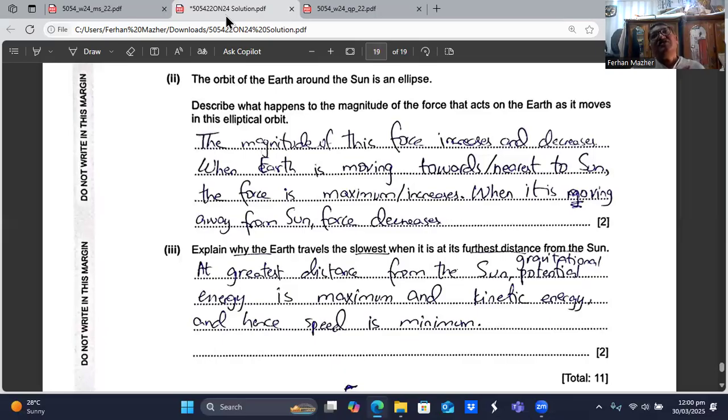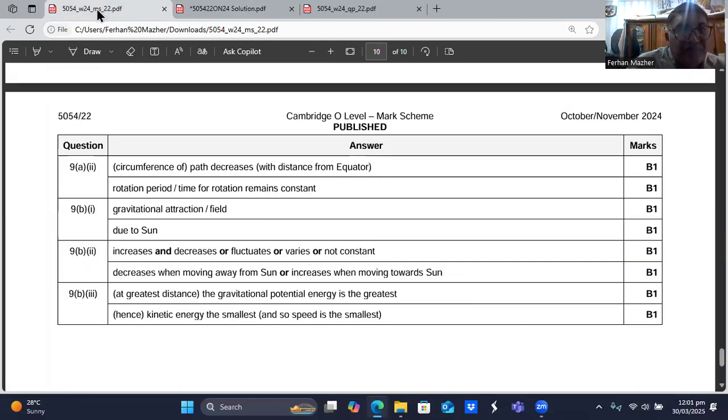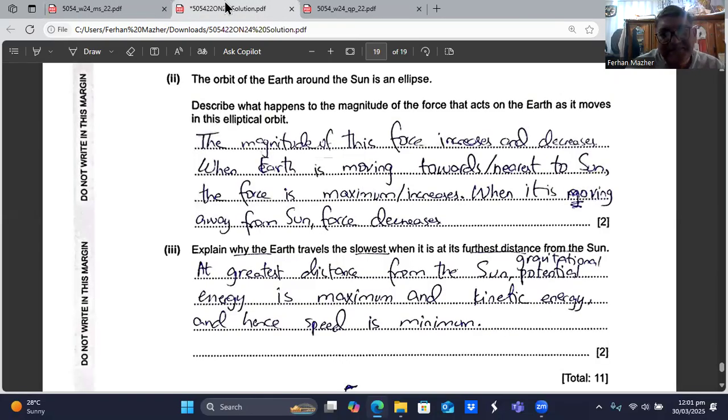Sometimes the distance between the sun and the Earth is less, sometimes it is more. When the distance between the sun and the Earth is less, the force of the sun's gravity on the Earth is more. And when it's a little away, it becomes a little less. So the force increases and decreases, or fluctuates, or varies, or is not constant. It decreases when moving away from the sun and increases when moving towards the sun.